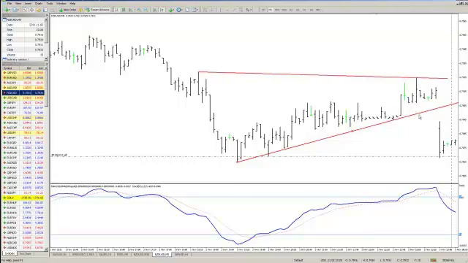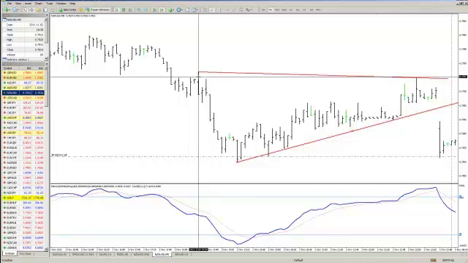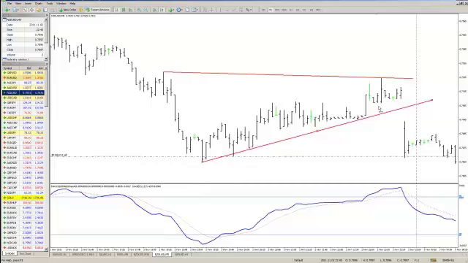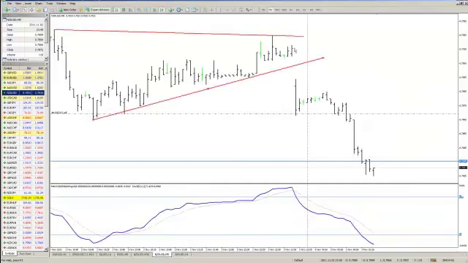So what happens is I see that the width of the triangle is in here. Here's the bottom, here's the high. So I measure this width. It's about 64 pips. So what I did is, supposedly the market should have penetrated this area, right?